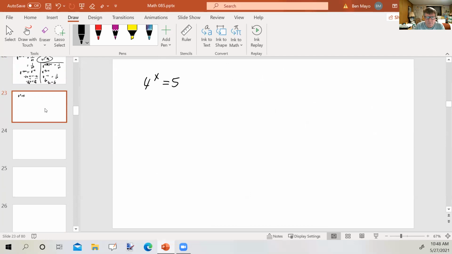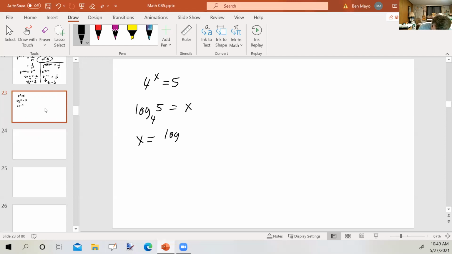Well, what I'm going to do, I'm going to take this exponential equation and change it into a logarithmic equation. So we're going to have log base 4 of 5 equals x. Okay, the base is the same, but the players change places. I'm going to rewrite that like this.